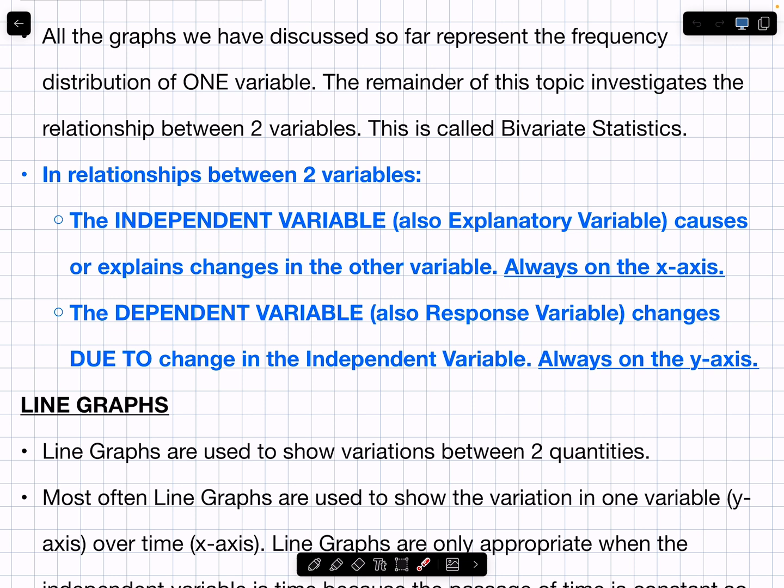So if I was to pretend to do a practical where I made paper planes, and I made different widths of wings. So let's say the first planes that I made had narrow wings. And then I made other wings that were wider. And then I flew them. And then I measured how far they flew. What's the independent variable? What's the variable that's causing change in the other? Yeah? Wing width. And what's the variable that's changing because I changed the wing width? How far it flew. Okay?